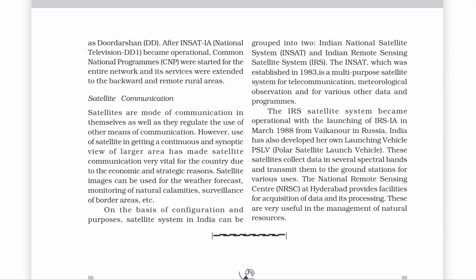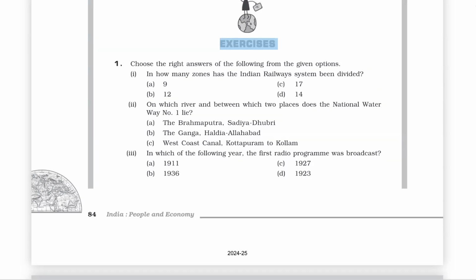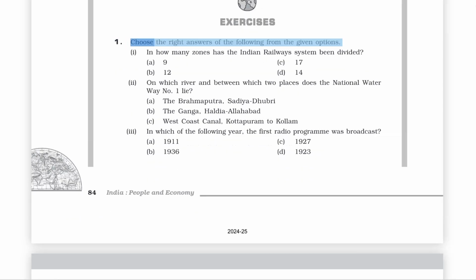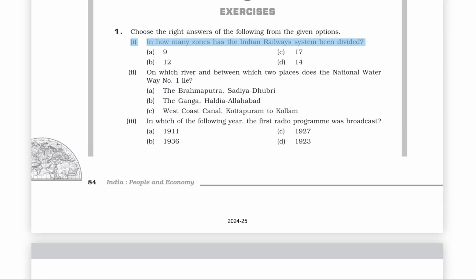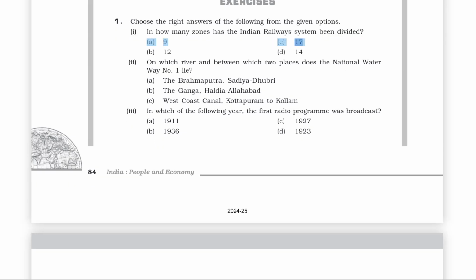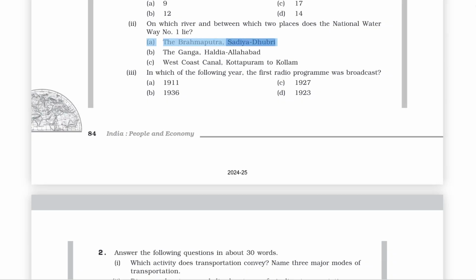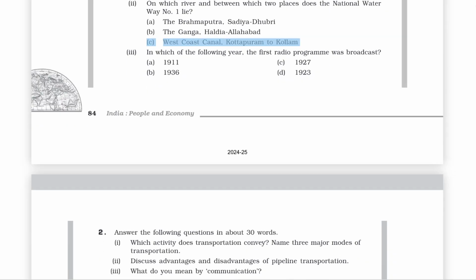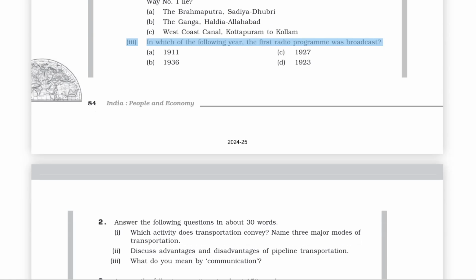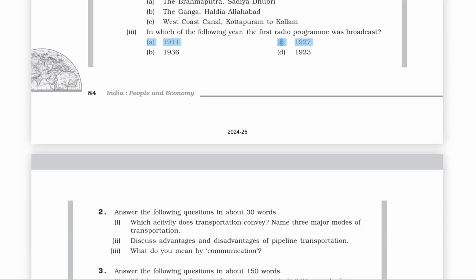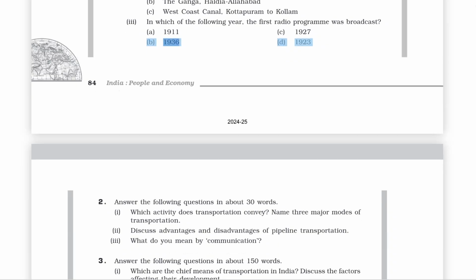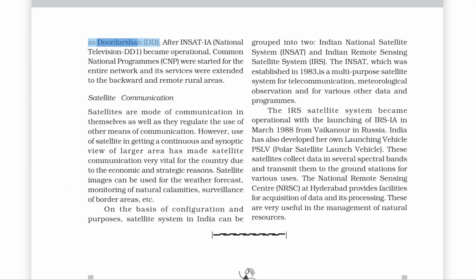India, People and Economy. Exercises. 1. Choose the right answers of the following from the given options. 1. In how many zones has the Indian Railways system been divided? A. 9, B. 12, C. 17, D. 14. 2. On which river and between which two places does the National Waterway number 1 lie? A. The Brahmaputra, Sadiya to Dhubri. B. The Ganga, Haldia to Allahabad. C. West Coast Canal, Kottapuram to Kollam. 3. In which of the following years was the first radio program broadcast? A. 1911, B. 1936, C. 1927, D. 1923.